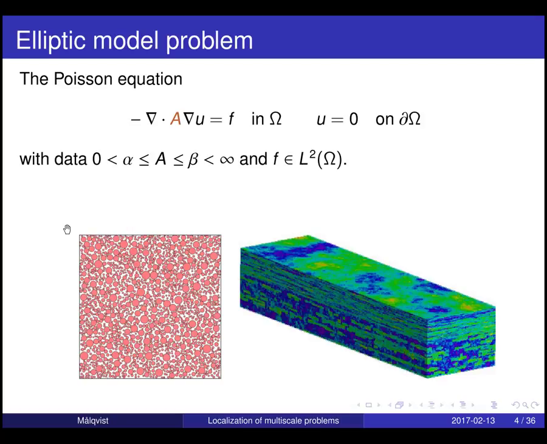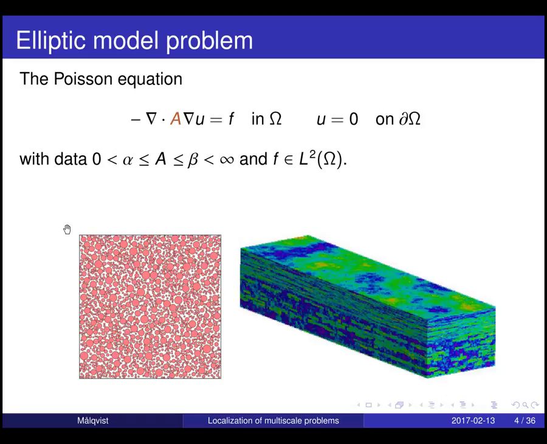Okay, so we start with the Poisson equation. We have a diffusion coefficient capital A, which varies rapidly in space. We have a right-hand side, which is assumed to be in L2 for the theoretical results I will present. Homogeneous Dirichlet boundary conditions could be replaced by mixed boundary conditions, but it's a bit simpler to present the material with homogeneous Dirichlet. There is a bound on the diffusion from below and above, with alpha and beta, real numbers.